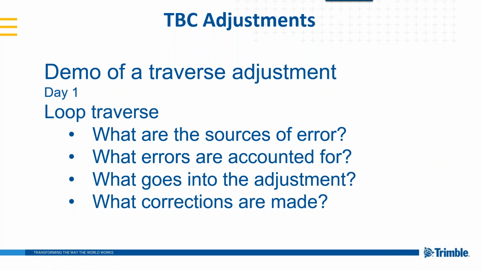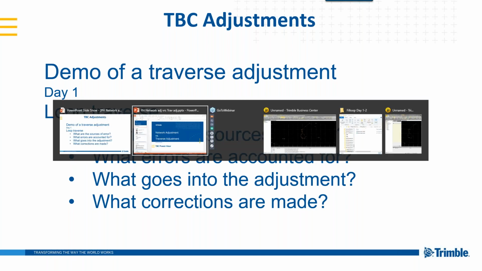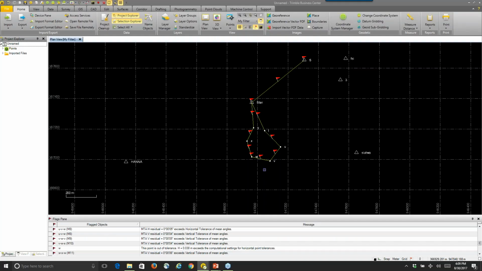So let's jump right into it. I've got a simple loop traverse here. I wanted to show this in a simple way so we don't have so much information that it's hard to wrap your head around, and we can demonstrate the differences between the two and when you would use one over the other. So I'm going to hopefully push the right button. There we go. And go to this one.